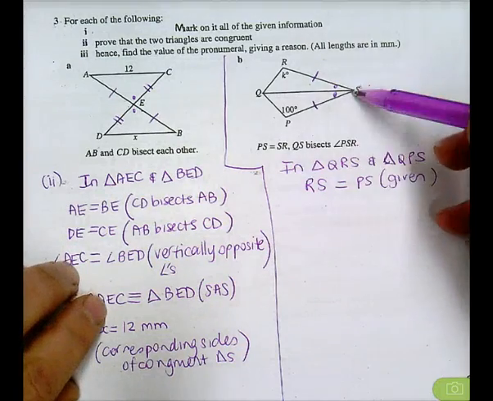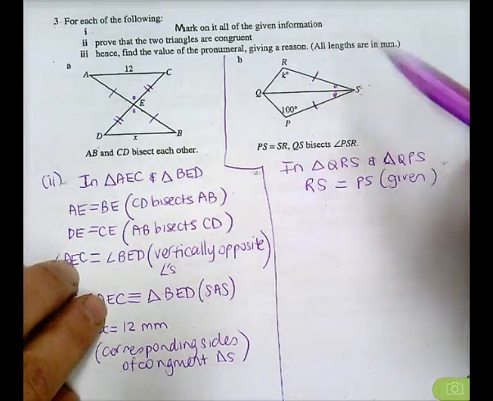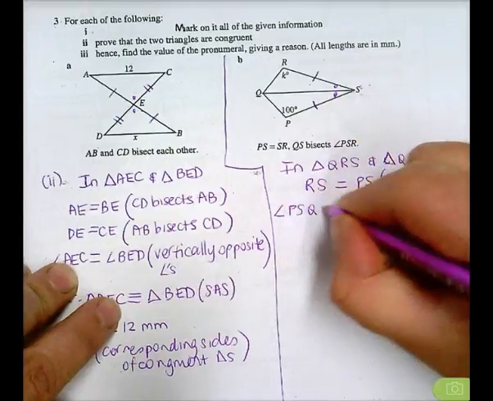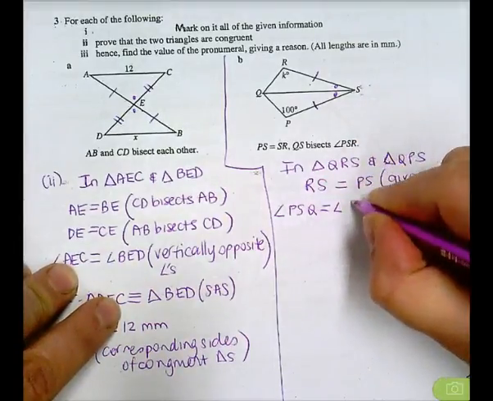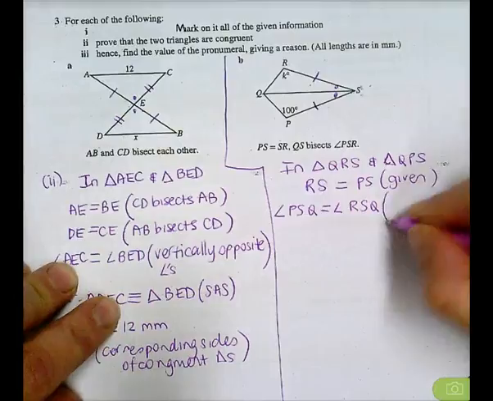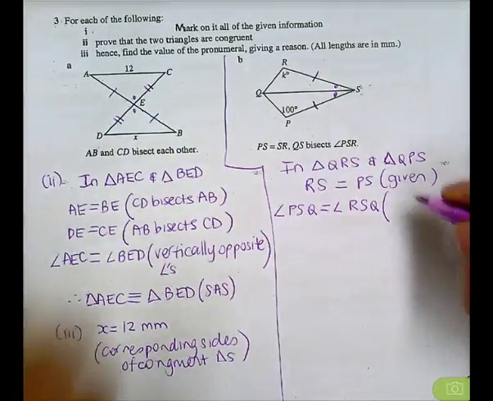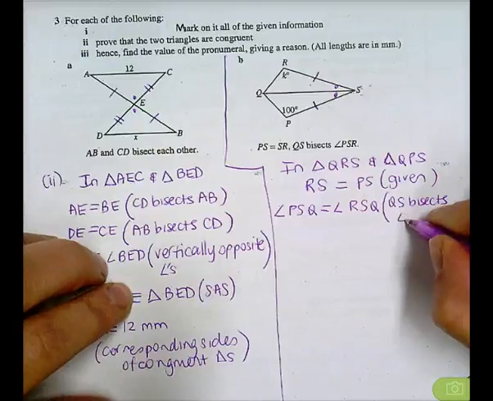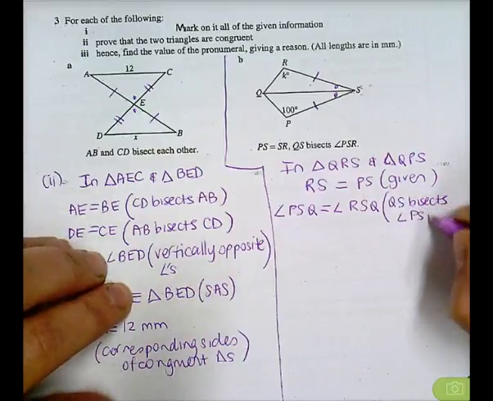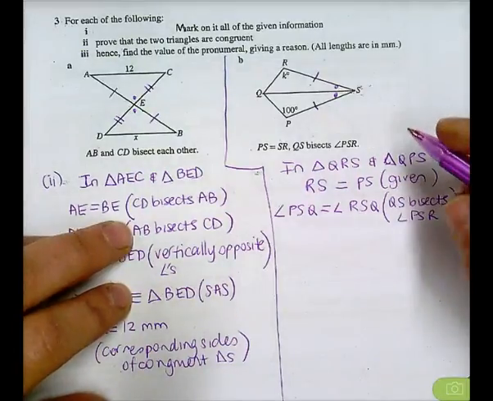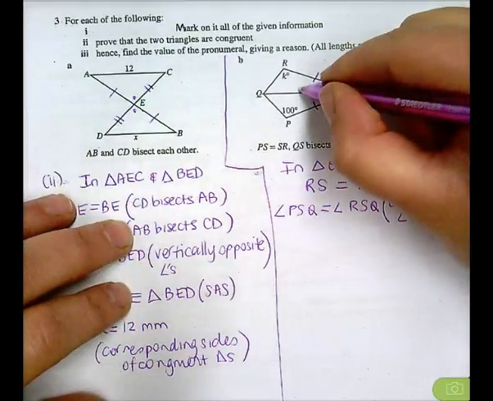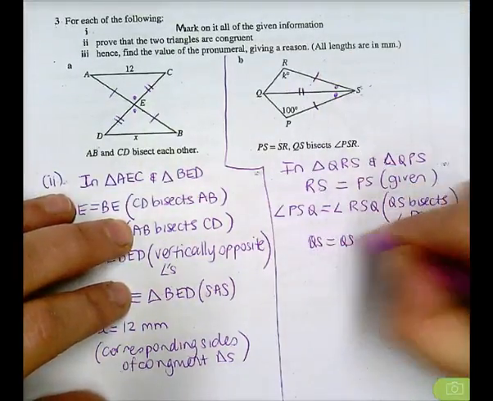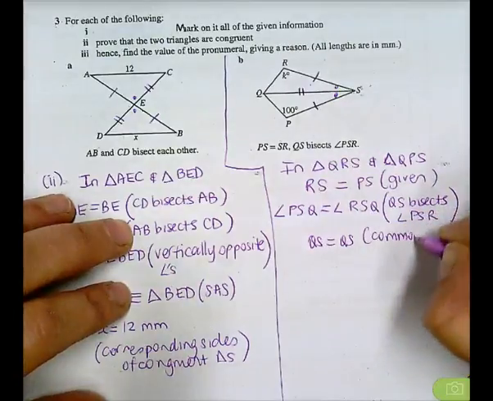We also know that QS bisects angle PSR. So we can now say that angle PSQ is equal to angle RSQ. And the reason is not given. The reason is that QS bisects angle PSR. Okay? We also see that we have a common side here. That QS is common, you can write, or you can say QS equals QS, common side.